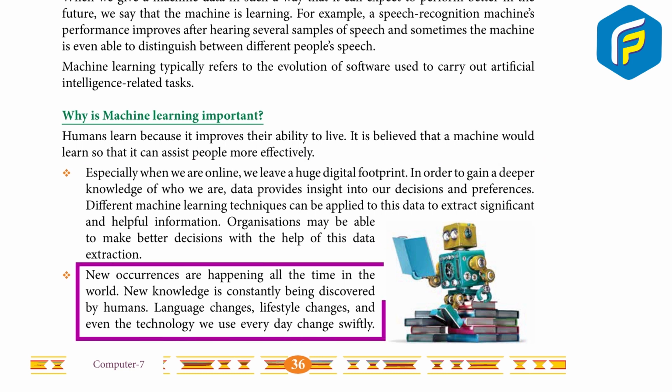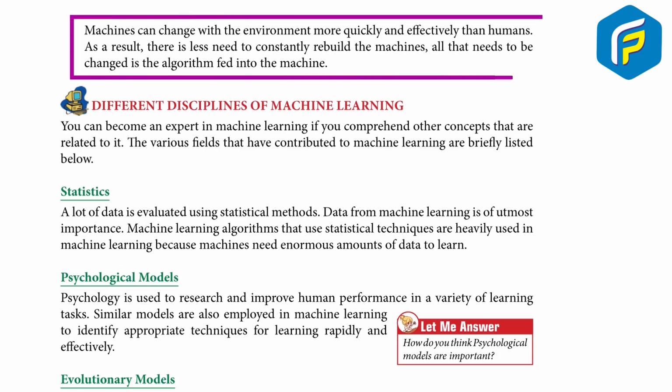New occurrences are happening all the time in the world. New knowledge is constantly being discovered by humans. Language changes, lifestyle changes, and even the technology we use every day change swiftly. Machines can change with the environment more quickly and effectively than humans. As a result, there is less need to constantly rebuild the machines. All that needs to be changed is the algorithm fit into the machine.